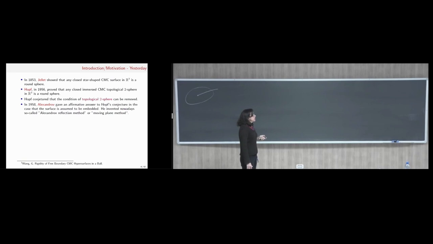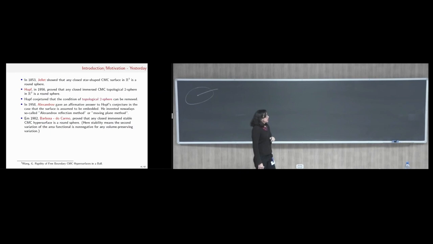And remember that Alexandrov gave an affirmative answer to the Hopf conjecture. In this case, the surface is assumed to be embedded, and he invented here the Alexandrov reflection method. This is a very important method to prove important results in differential geometry. After that, yesterday, I remember we proved the Barbosa-do Carmo theorem, a very beautiful result. This theorem says that any closed, stable CMC hypersurface, compact, closed, is a round sphere.